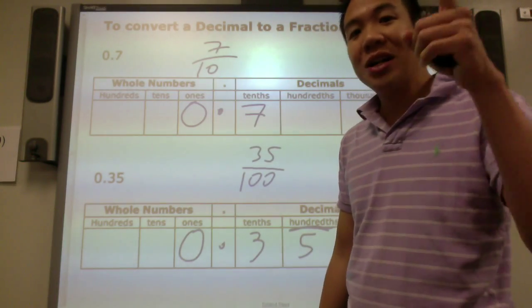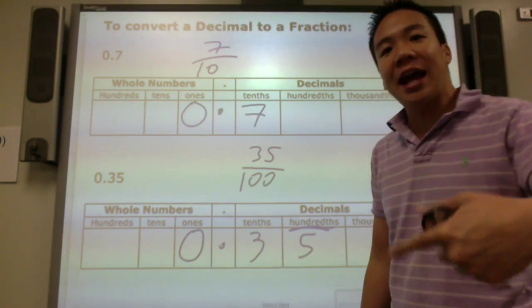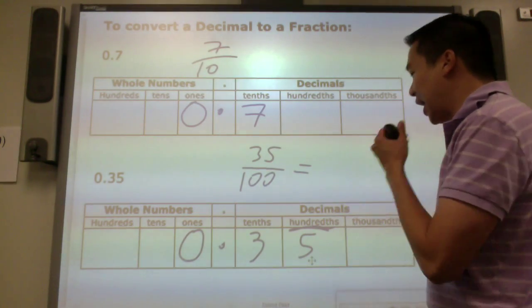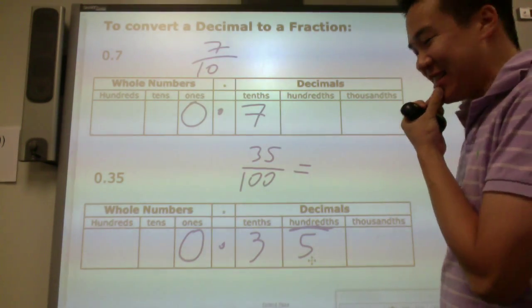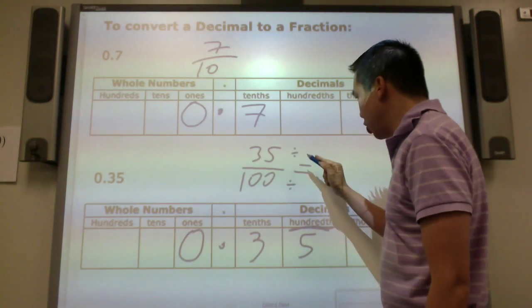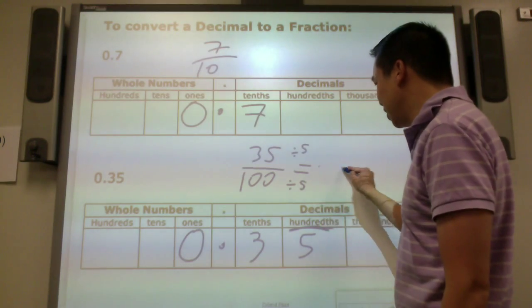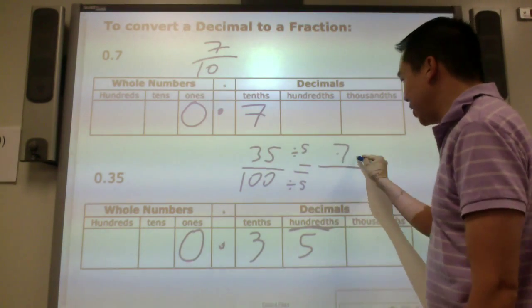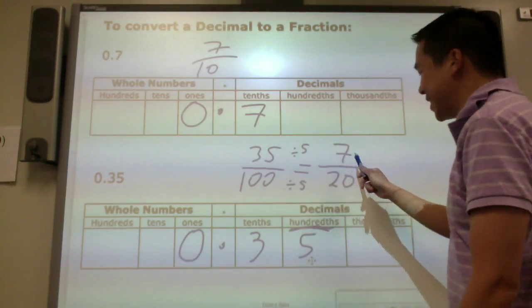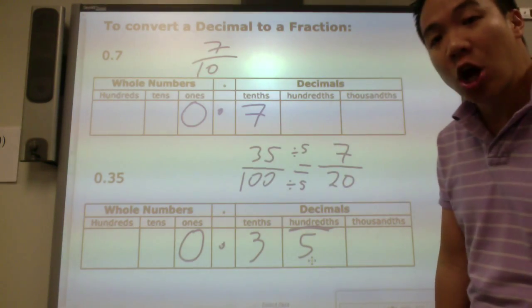But can you simplify? Can you rename this fraction? How can I break this down? How can I simplify this? I can divide both the numerator and denominator by 5. 35 divided by 5 is 7. 100 divided by 5 is 20. So 35/100 is equivalent to 7/20.